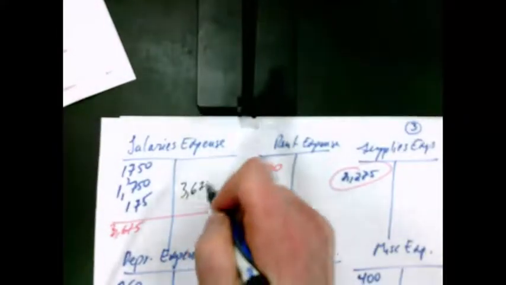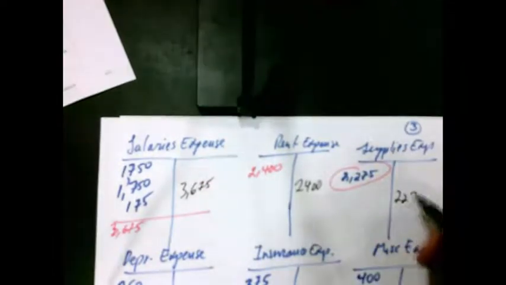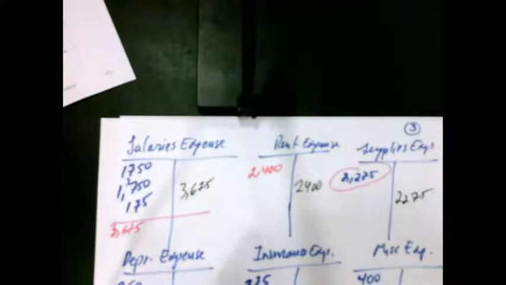Credit 3675. 2400. 275. That's a zero out. 750. 375. 1400. It's really useful to write out the actual closing journal entry.